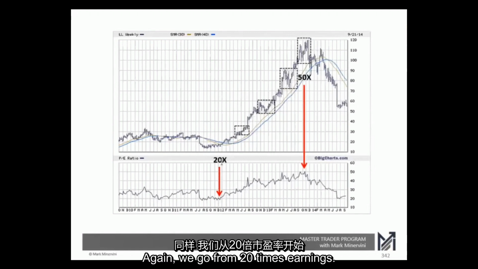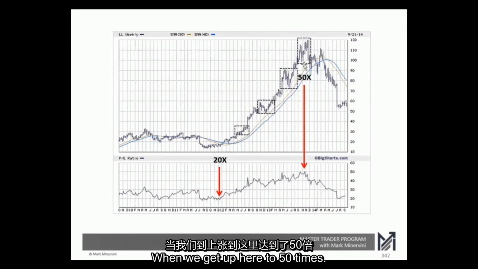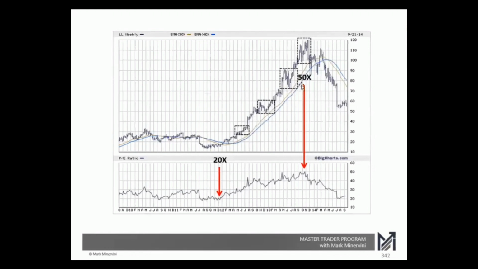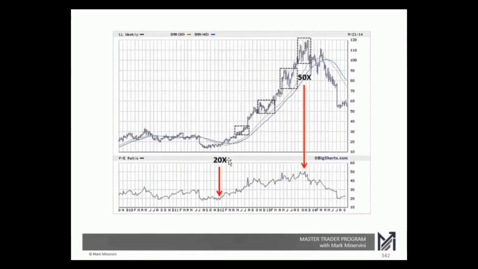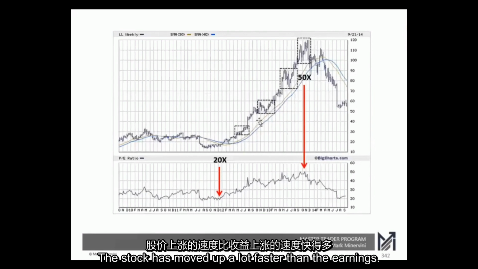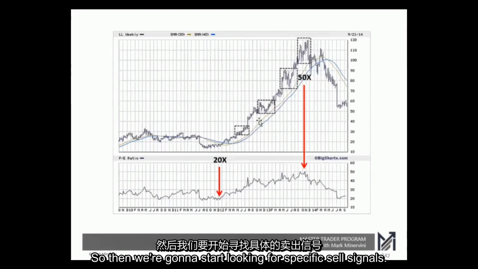So again, we go from 20 times earnings, and when we get up here to 50 times, now we're like 2.5 times, right? More than 2 times. So the stock has moved up a lot faster than the earnings. Then we're going to start looking for specific sell signals.